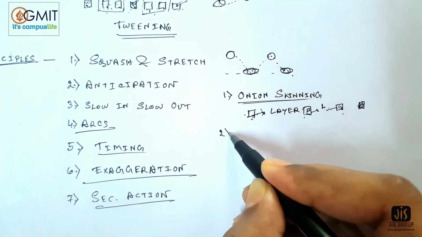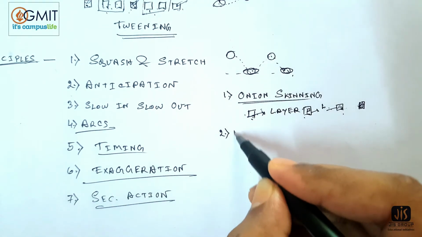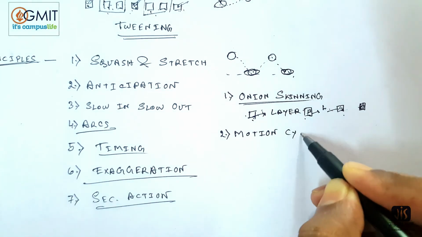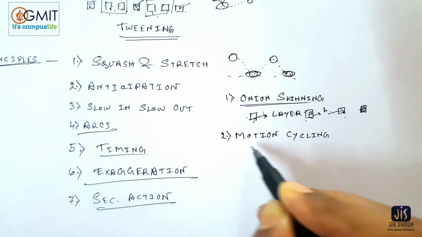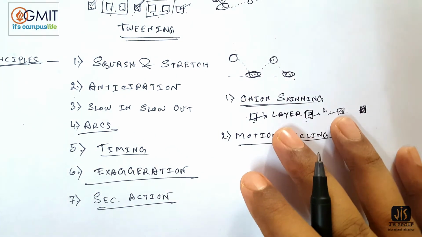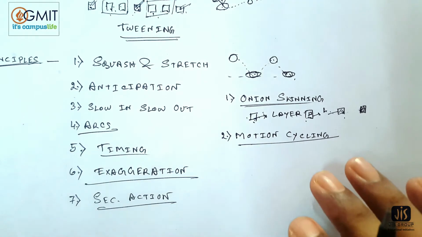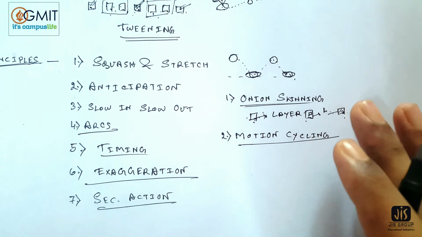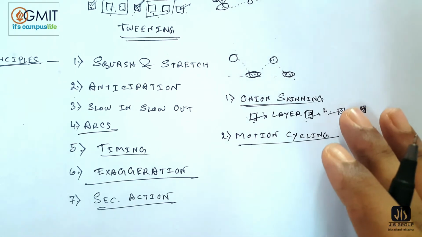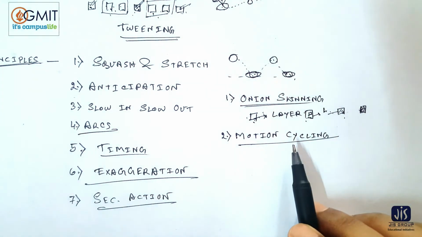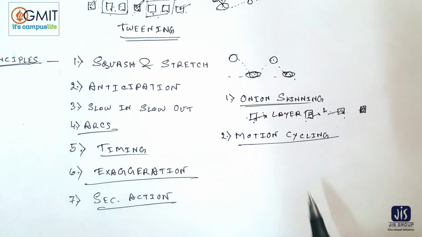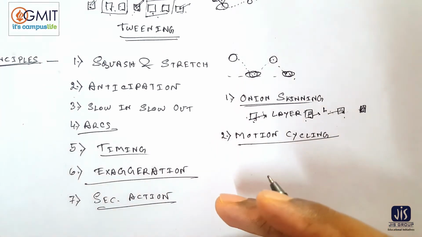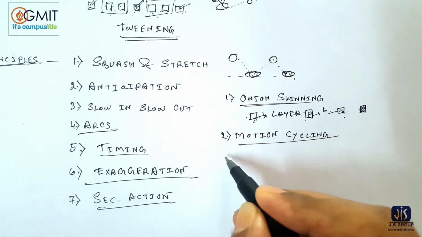Number 2, motion cycling. What is motion cycling? Human and animal motion such as walking, running, flying is the main and repetitive action that is best represented by a cycle. That's why this type of animation technique is called motion cycling. Whenever we have to show any cycling, movement, motion, then we can use this motion cycling technique.